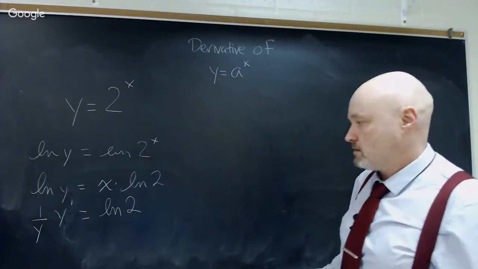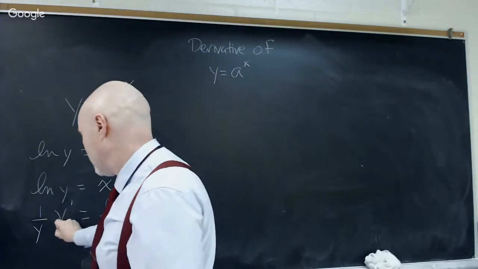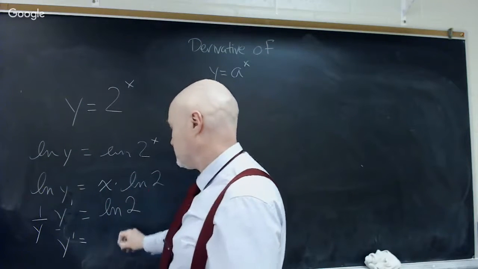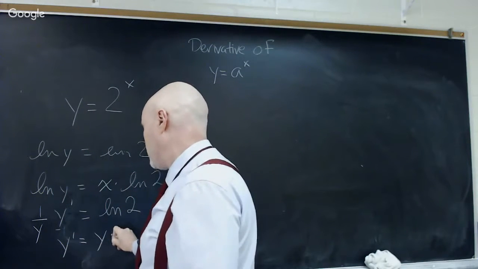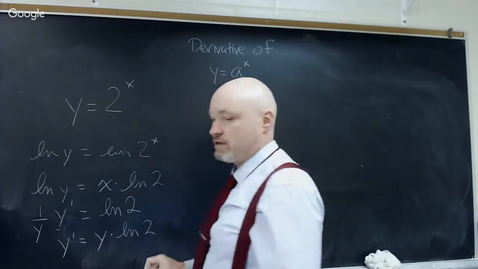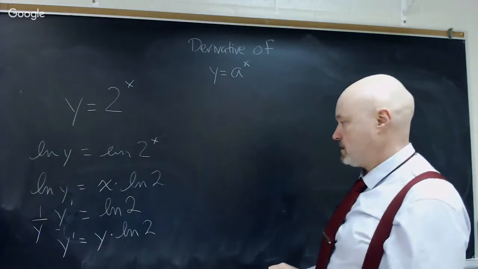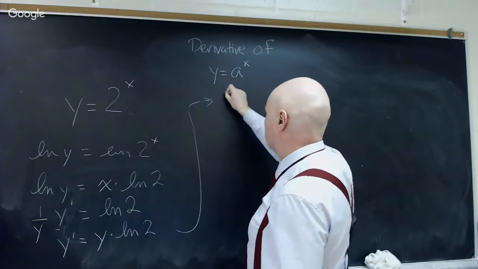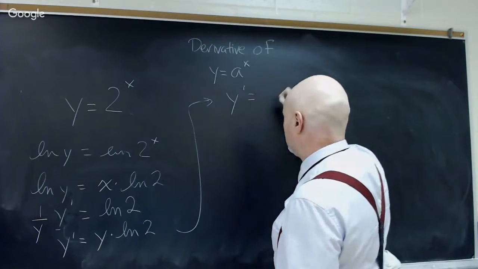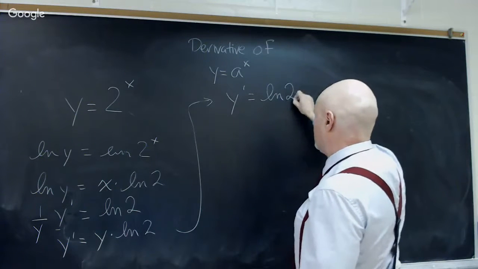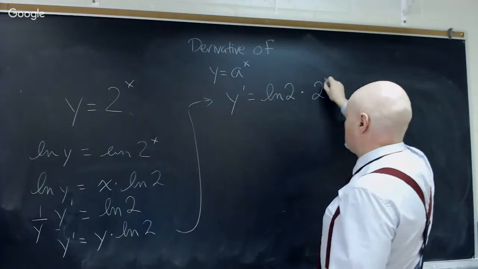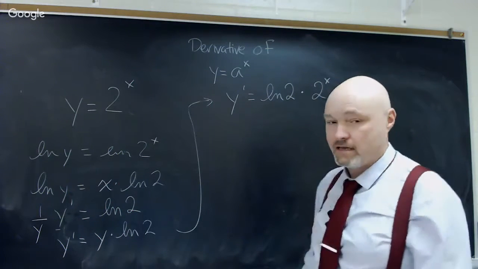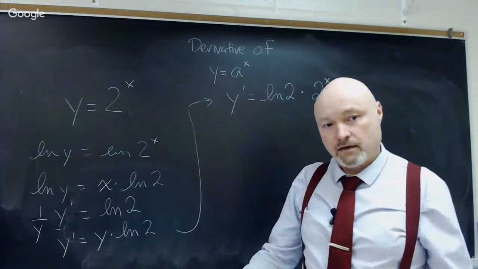Okay, so we want to get this exclusively in terms of y primed. And so y primed is equal to multiplying through by y times the natural log of 2. But y is just 2 to the exponent x. And so y primed is equal to the natural log of 2 times 2 to the exponent x.